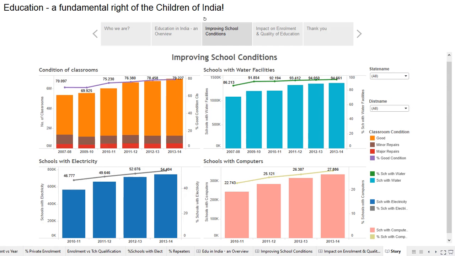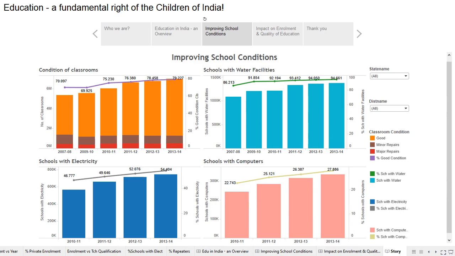entire country, I can find that there's a significant increase again in the schools providing electricity. From 46% schools providing electricity, it's gone up to about 54%. Again, schools providing computers, there's been a rise from 22.74% to about 27%. And in quantity, we can also see the number of schools have increased from about 2,45,000 to about 3,36,000.